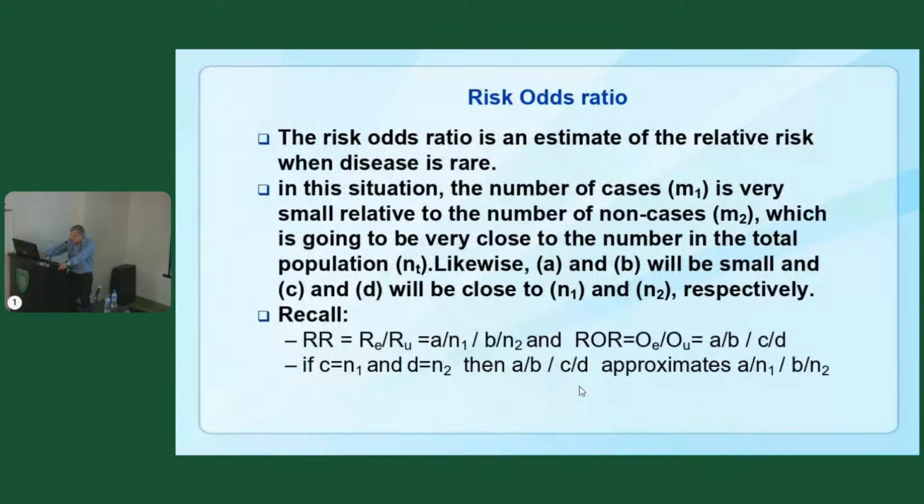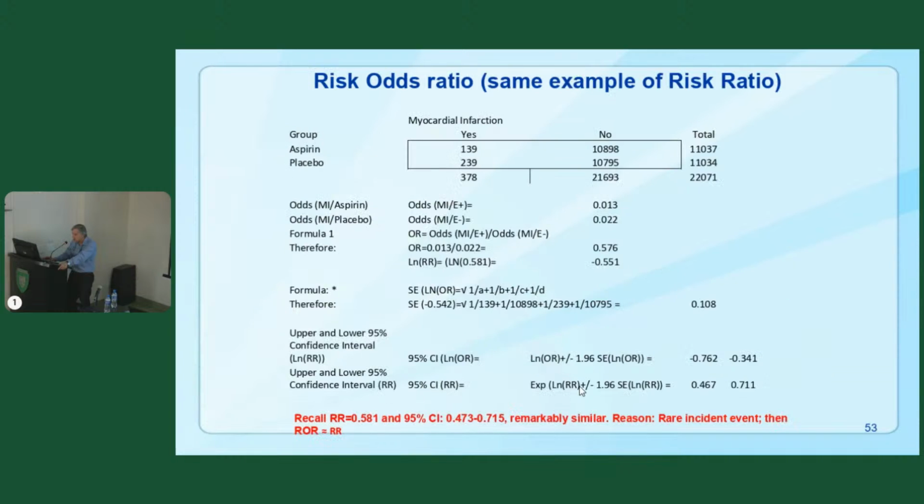Okay? So you end up with, if C is very close to N1, remember A, B, C, D, if C is very close to N1, then creating the odds A over C becomes very similar to relative risk. Risk is like C over N1 and D over N2, okay? So that's how you end up with an odds ratio that's very close to a risk ratio.